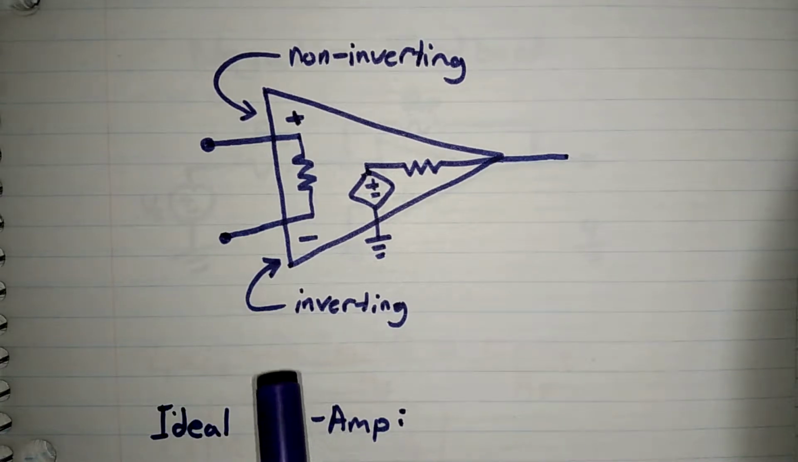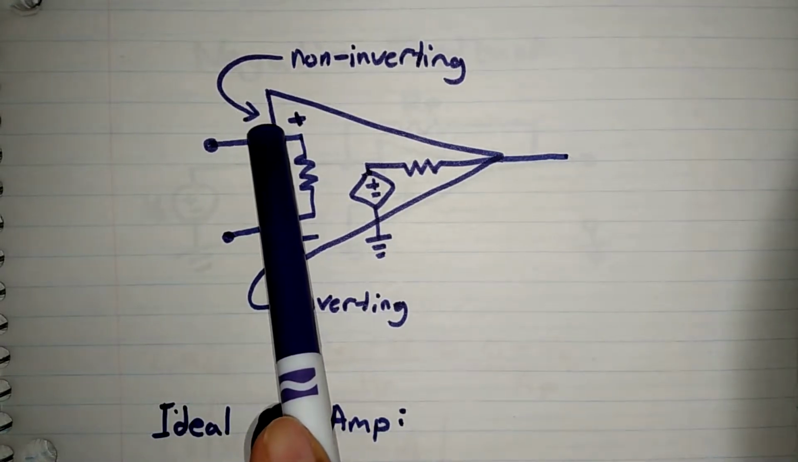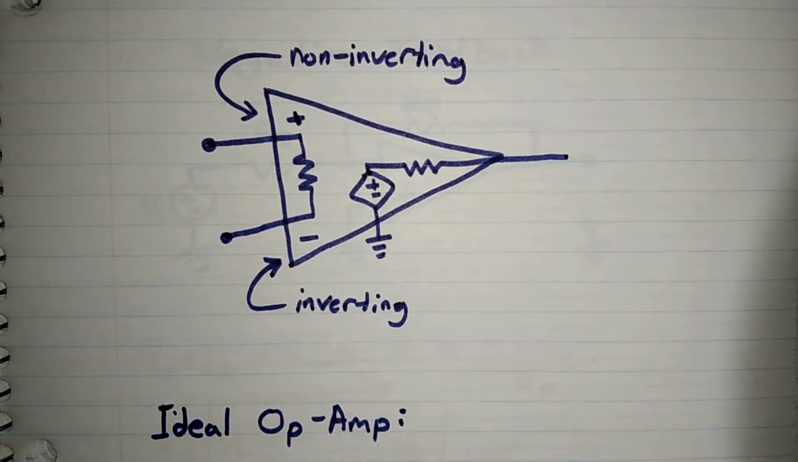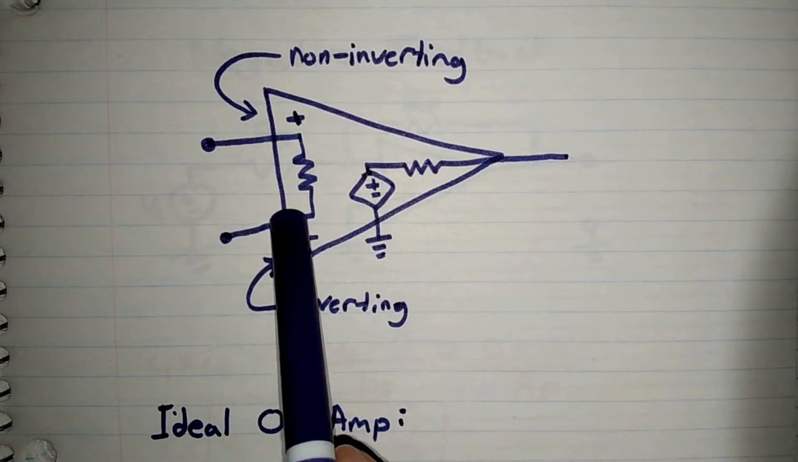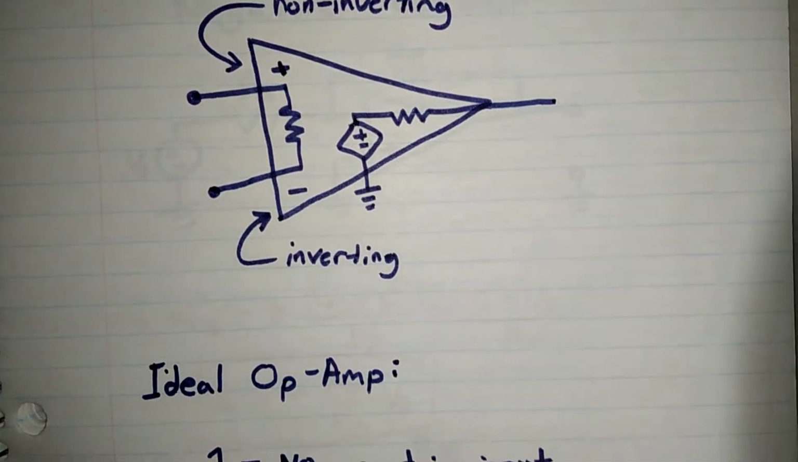So to begin with, this is a differential amplifier. Usually an amplifier would be one input, one output, and it gains it by a certain amount. But a differential amplifier looks at these two inputs, then multiplies the difference between the two. So I hope that makes sense.